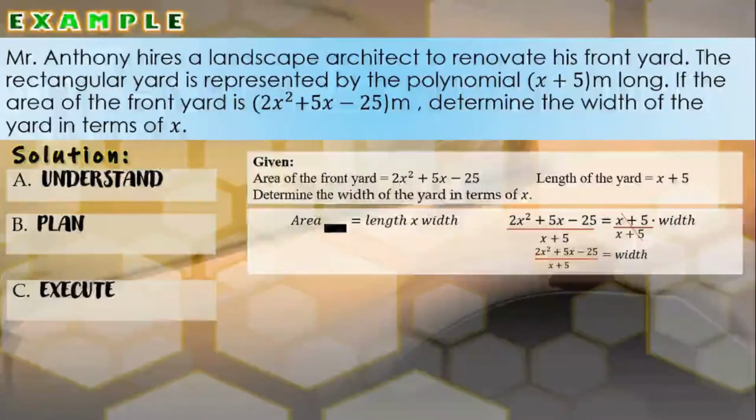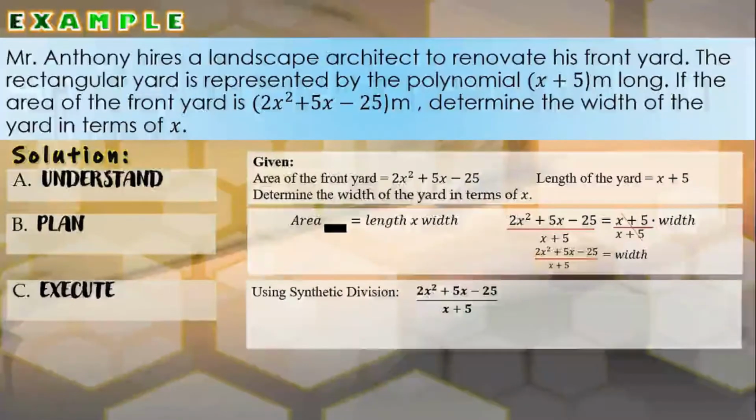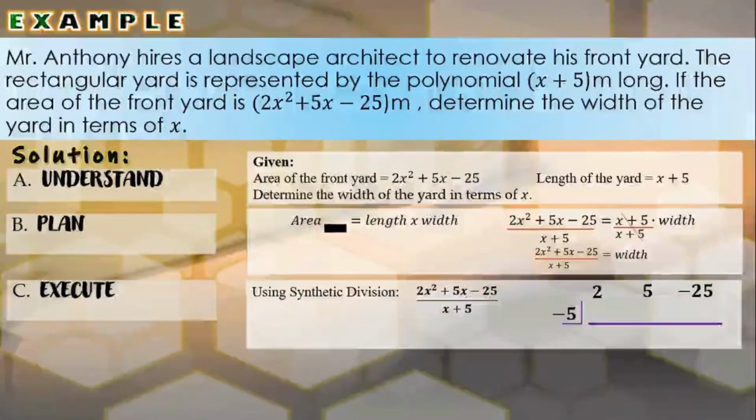Our third step is to execute. So using the synthetic division, we have to list all the numerical coefficient. So, ano-ano ba yun? Yun ay 2, positive 5, and negative 25. Now, since yung divisor natin ay x plus 5, then ito ay magiging negative 5. So, bring down positive 2.